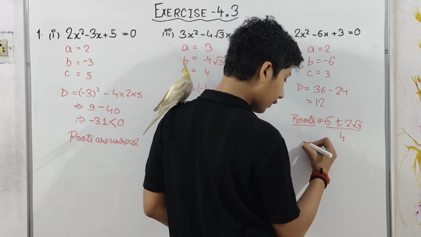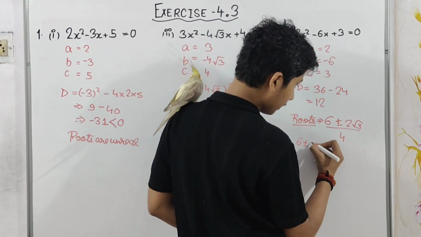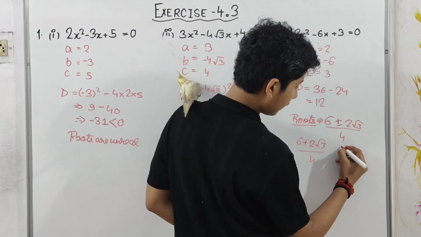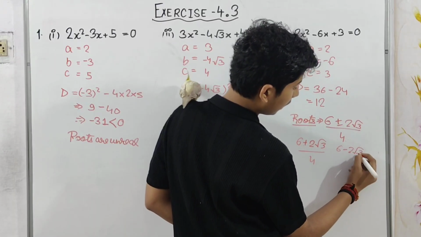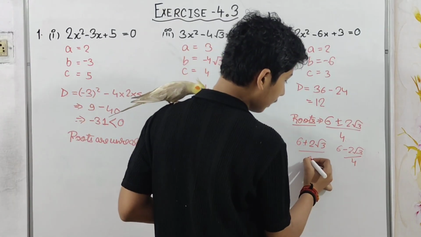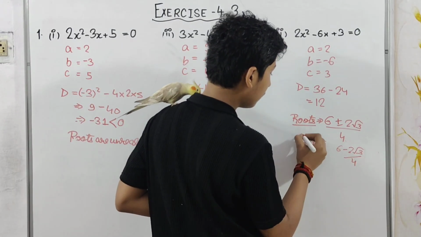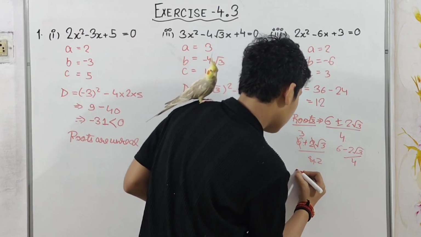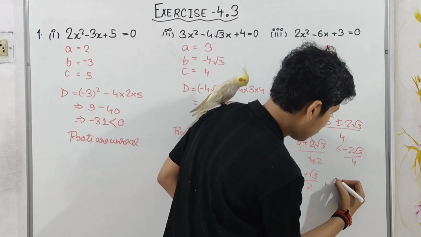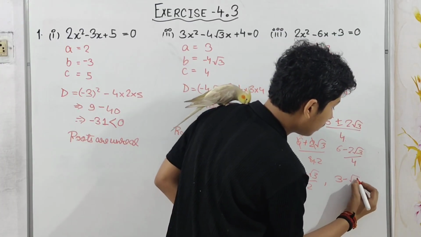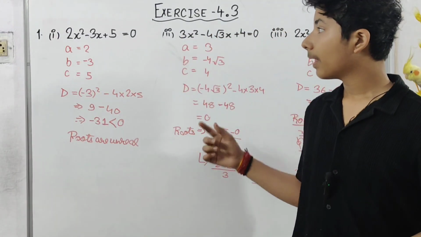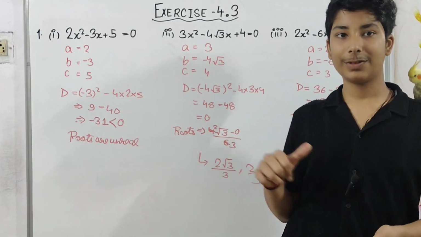Now here we have 6 plus minus 2 root 3 by 4. Firstly plus, then 6 minus 2 root 3 by 4. In the plus condition, we can take 2 common, this cancels, and there is 3. So 3 plus root 3 by 2, comma, 3 minus root 3 by 2. These will be our answers. I hope this is clear. And now we'll start with the next question of this exercise.